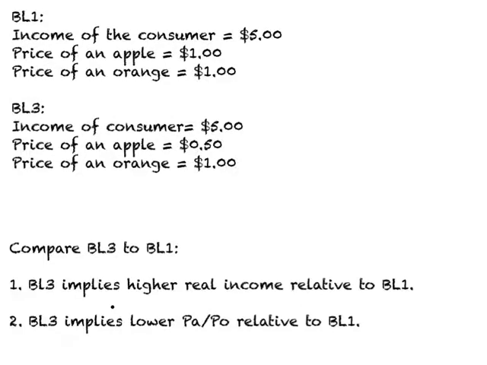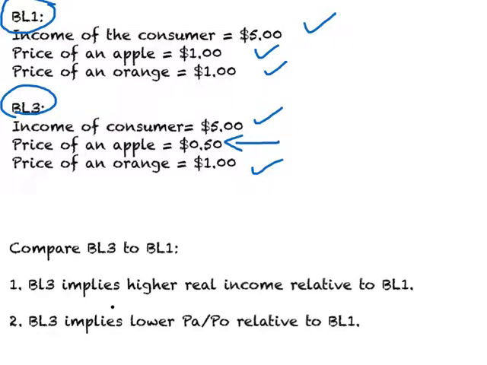Now consider the following configuration. About BL1 you already know. Income of this person is $5. Price of an apple is $1. Price of an orange is $1. And now we have a budget line where we keep the same nominal income, $5. We keep the same price of orange, which is $1 per piece, but we reduce the price of an apple.